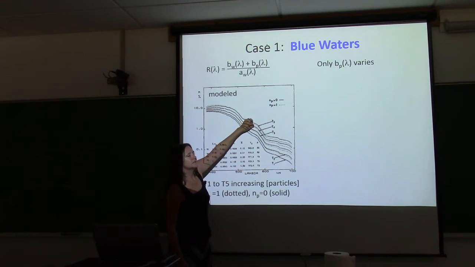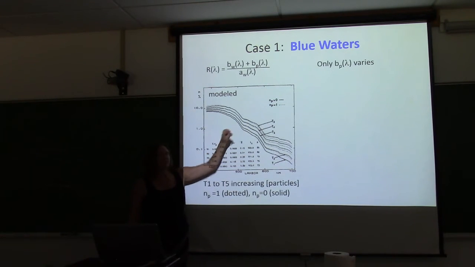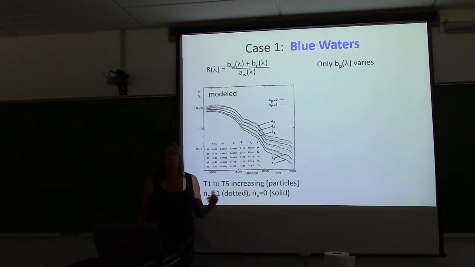The dotted versus solid is the difference between whether they did spectrally flat or spectrally sloped particle scattering. Now again, this is a log plot for reflectance. So that is their model of pure blue water. So where do you go to find blue water in order to test it?